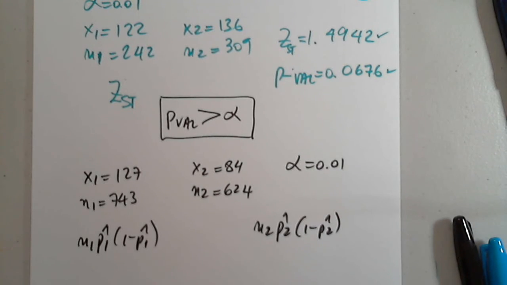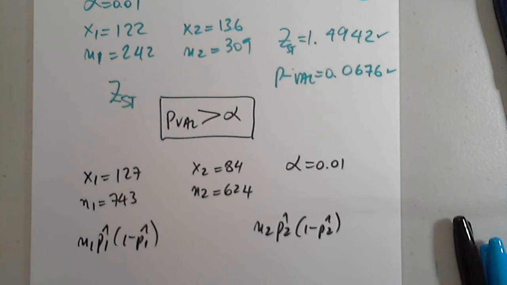This number, when I click enter, if this number is not more than 10, then we cannot proceed. Excellent. Okay. The other one is n is 624 multiplied by 84 divided by 624. And then again multiply by 1 minus that number of 84 divided by 624. When I click enter, if this number is not more than 10, I cannot proceed.